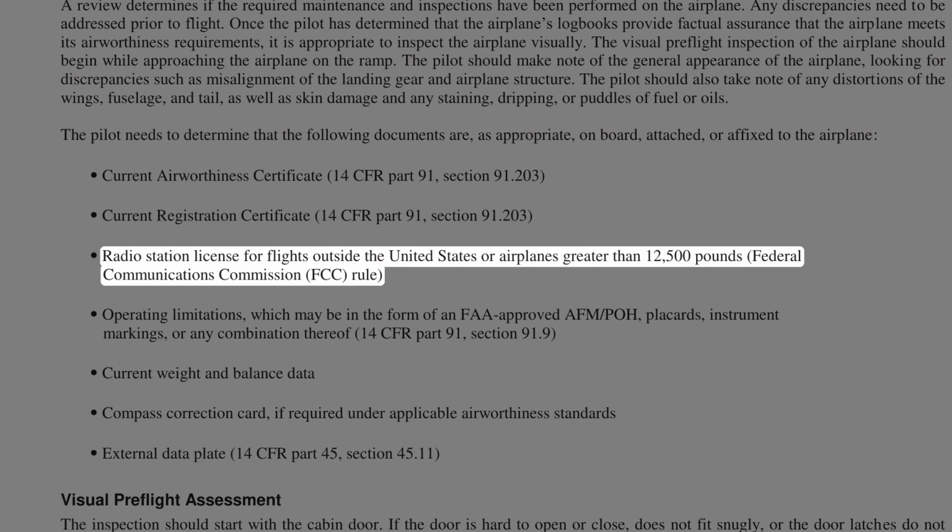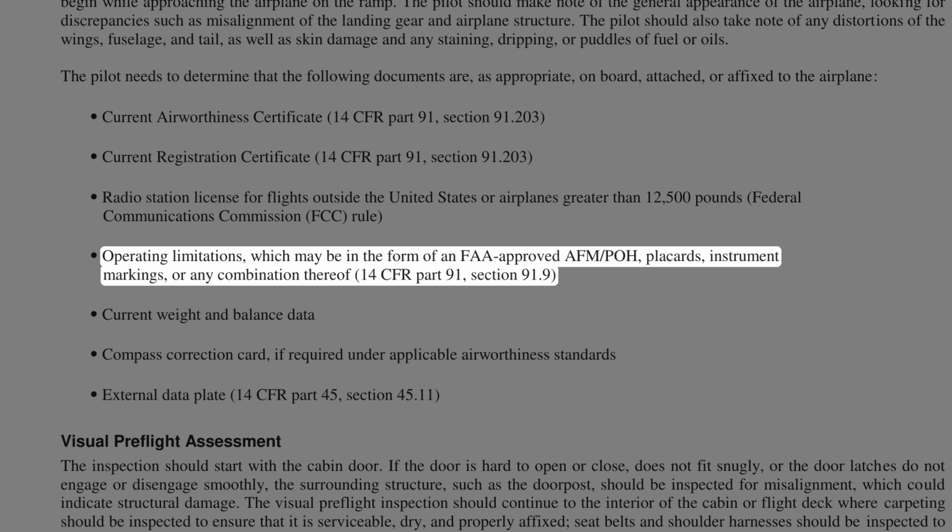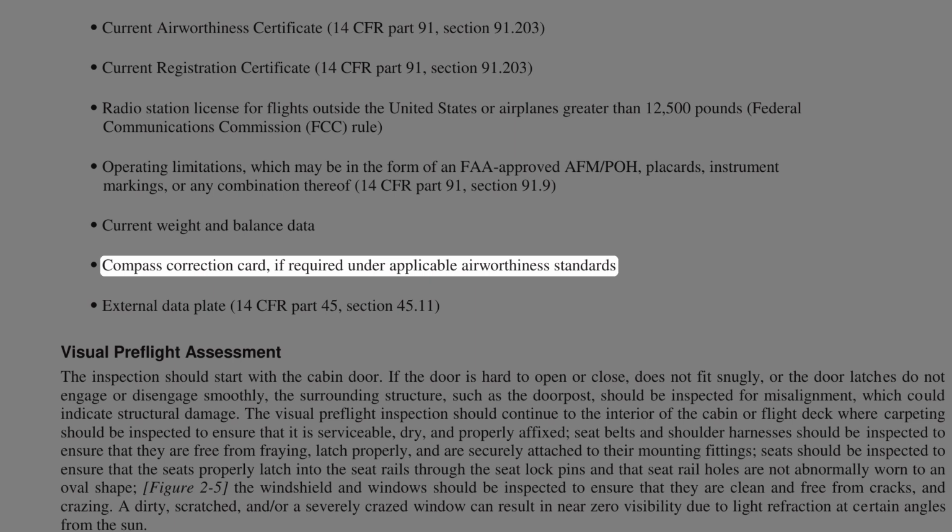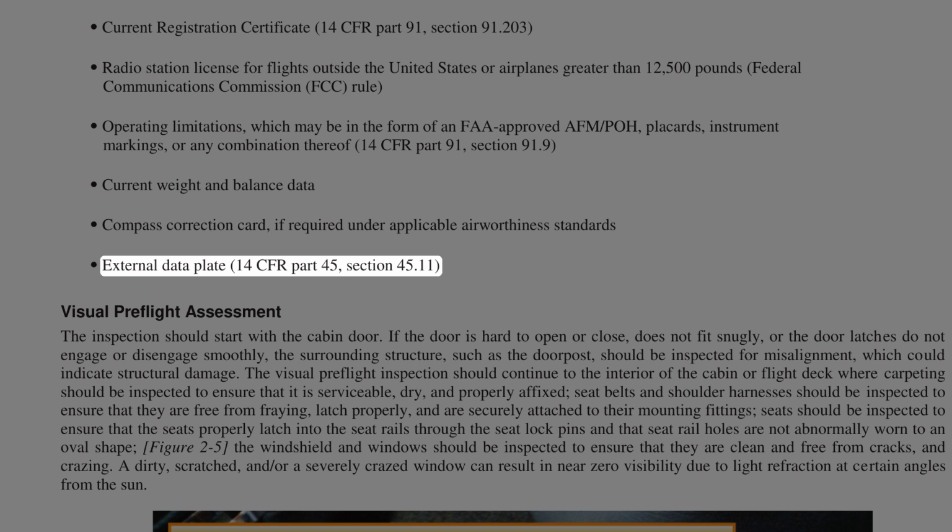Radio station license for flights outside the United States or airplanes greater than 12,500 pounds, Federal Communications Commission, FCC, rule. Operating limitations, which may be in the form of an FAA-approved AFM, POH, placards, instrument markings, or any combination thereof. 14 CFR Part 91, Section 91.9. Current weight and balance data. Compass correction card, if required under applicable airworthiness standards. External data plate, 14 CFR Part 45, Section 45.11.